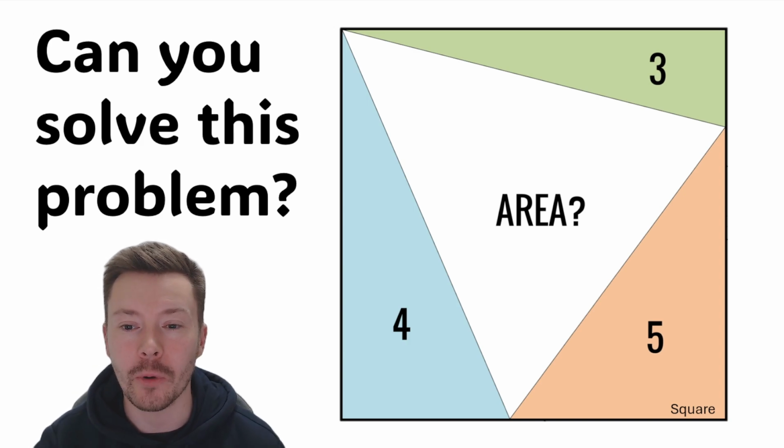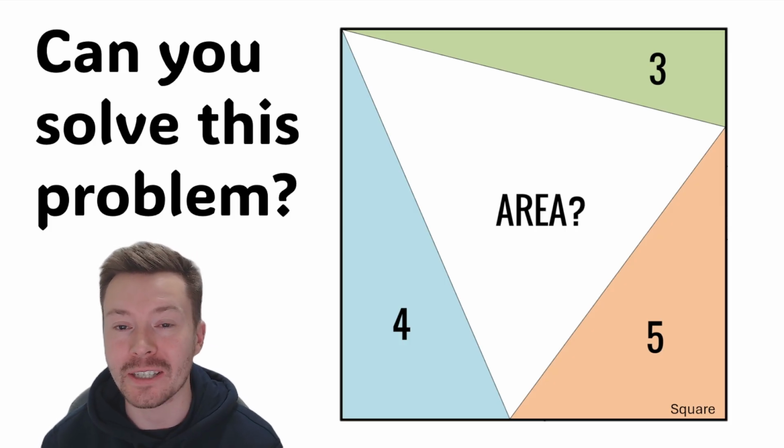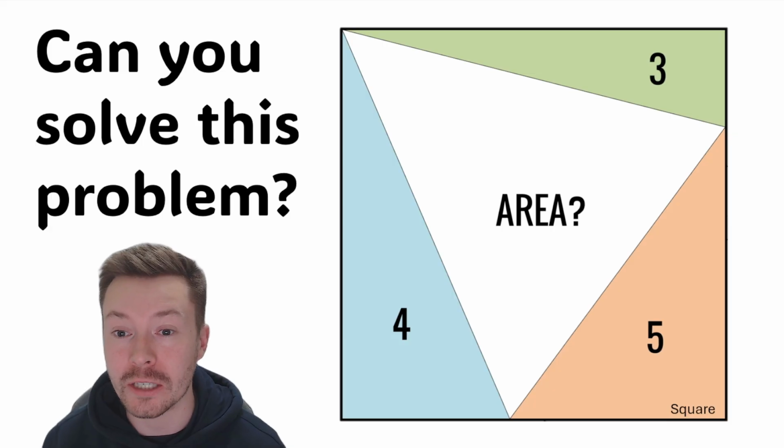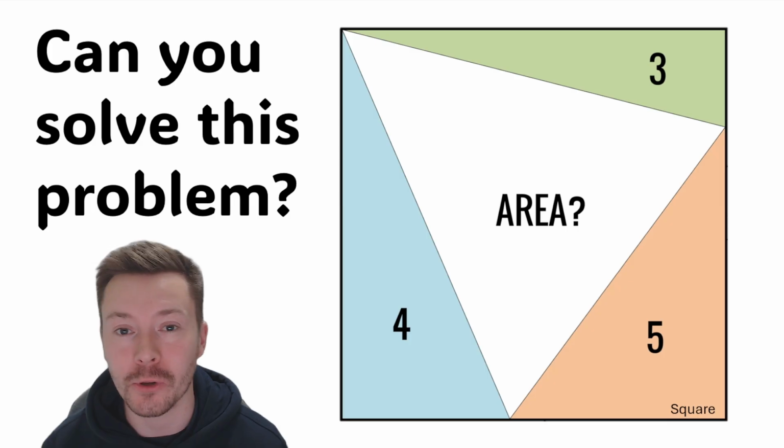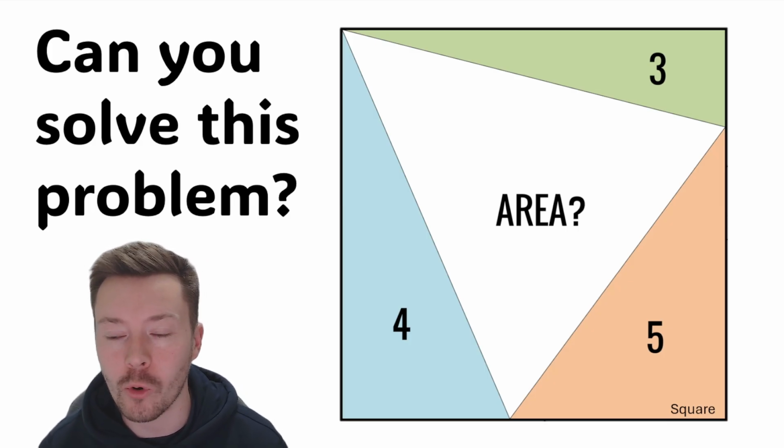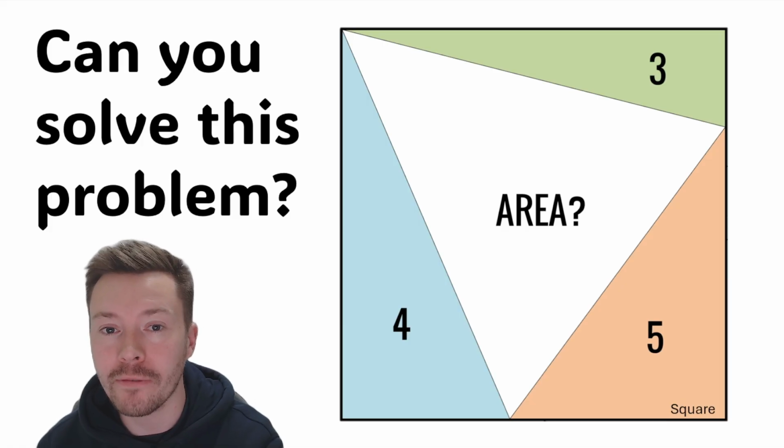This week's video is all about trying to find the area of the white triangle inside of this square. Now, as you can see, there are three other triangles inside of this square, and the numbers on each of those are the corresponding areas. So the green triangle has an area of 3, the blue triangle has an area of 4, and the orange triangle has an area of 5.